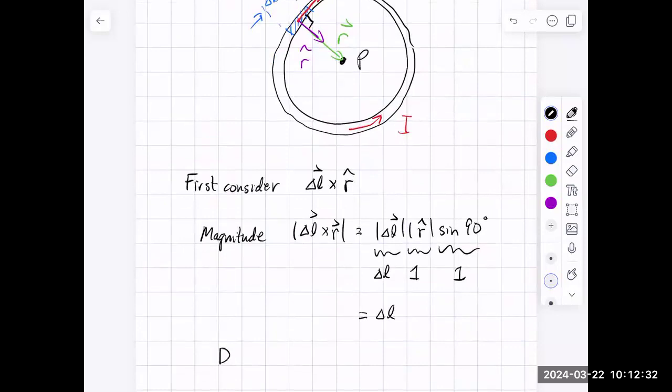All right, so let's do the direction of delta L cross r hat.